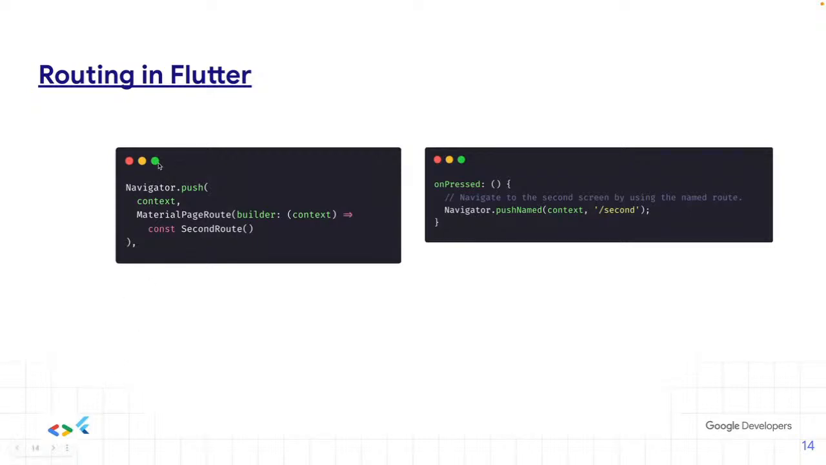What I can do is register the routes in auto route. So the second route that you see here, I can register it and give it a name, like slash second. So I can say navigator.push name, context, slash second. So this is basically again navigator, but I'm pushing it to a named screen. And what is the named screen? Slash second here.